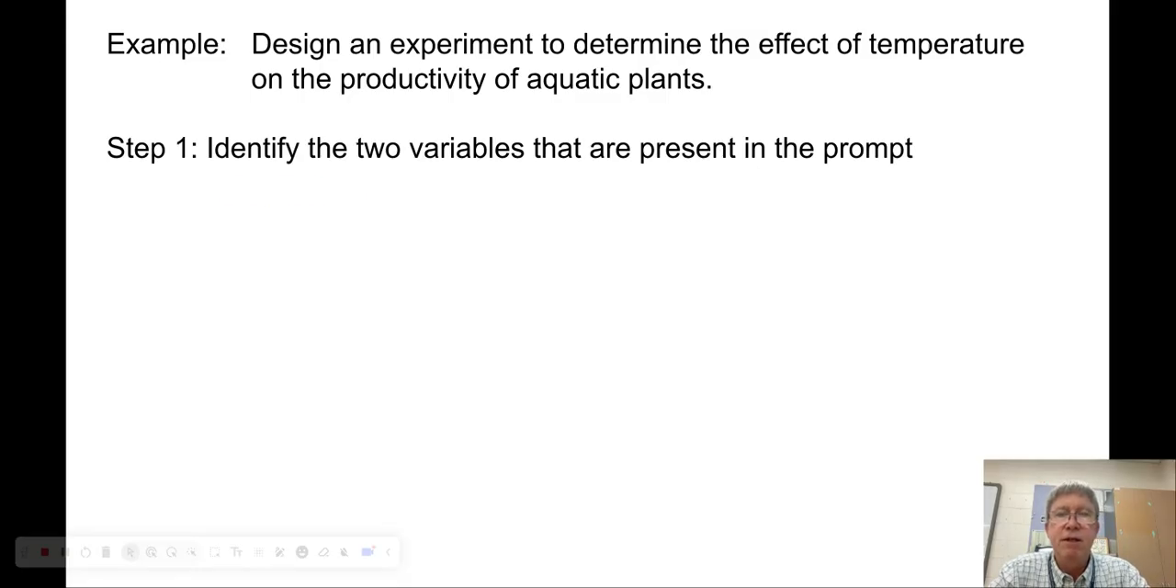I have temperature and I have productivity. Those are my two variables.